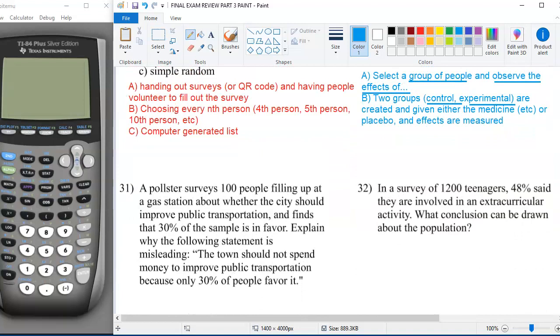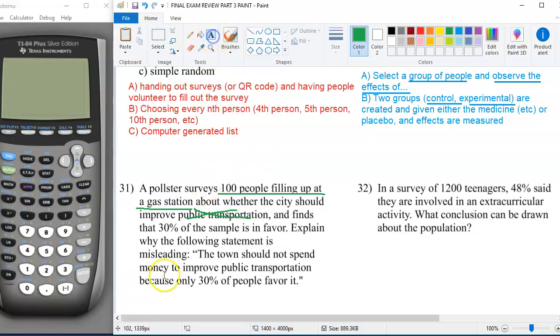All right, so let's go here. Let's look at 31. A pollster surveys 100 people filling up at a gas station about whether or not the city should improve public transportation. Does that not already sound ridiculous to you? It's 100 people filling up at a gas station. If you're filling up at a gas station, chances are you are not using public transportation.